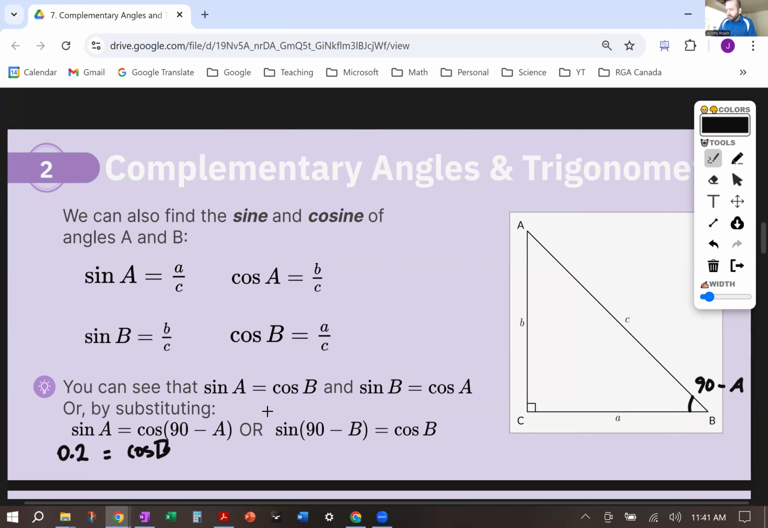So it said earlier that sine A is 0.2. It wanted us to find cosine B. Well, that's just the same thing. They're both equal to 0.2. And if you have a decimal for sine A, 0.2, that's kind of like saying A over C or 0.2 over 1. That's one way you could write that ratio.